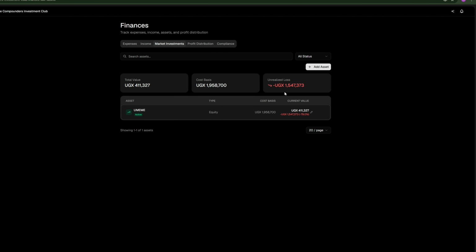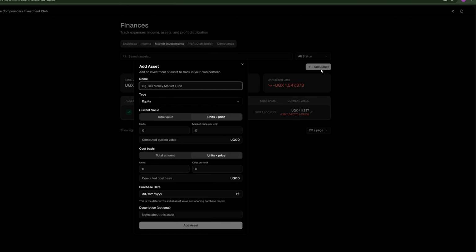The second holding of the club is Bank of Baroda. I will add asset again and enter Bobu, the abbreviation for Bank of Baroda, and the asset type will remain equity. And for the cost basis, the club has 140,000 units that it bought at 15 shillings. The system computes the total cost basis as 2,100,000 shillings.